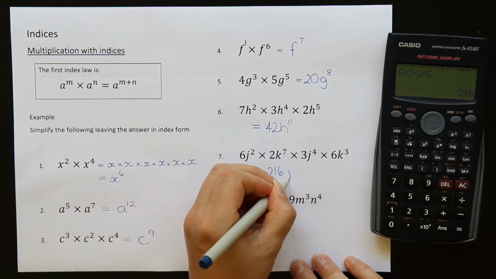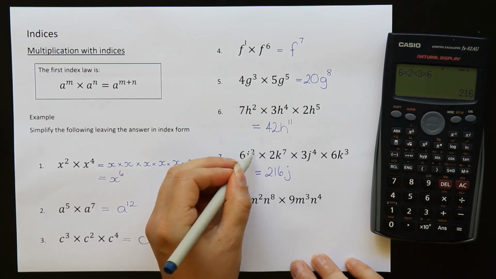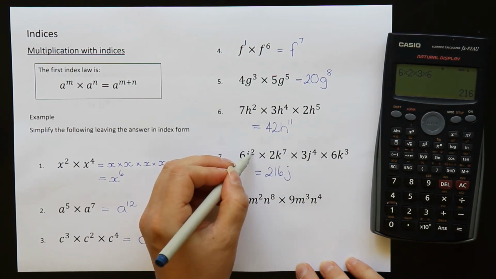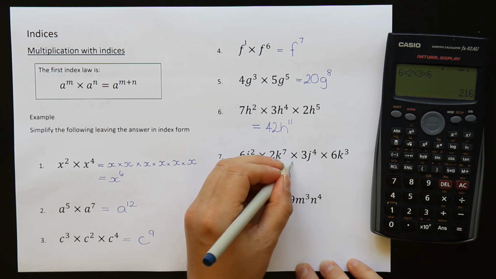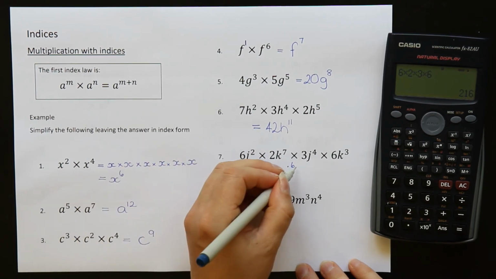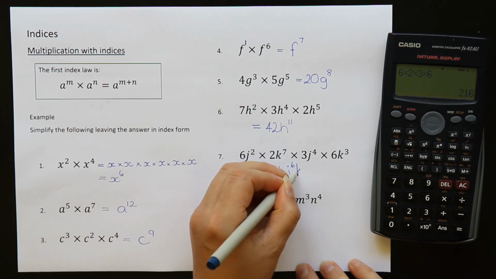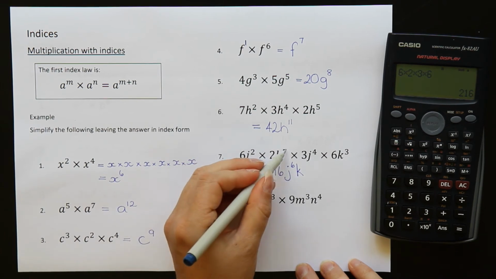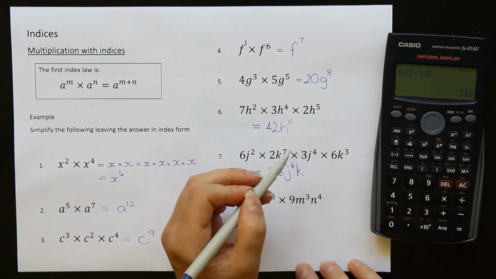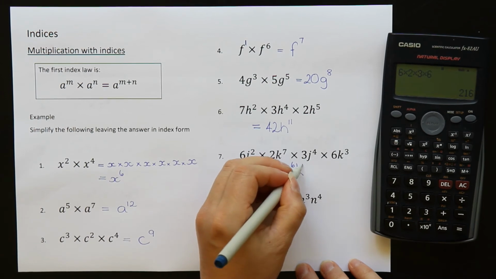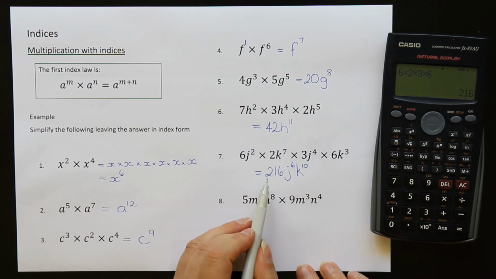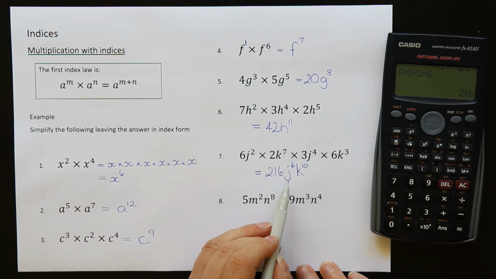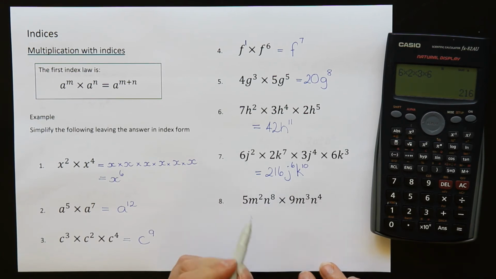So let's do j first. I have j squared and j to the 4. So 2 plus 4 is 6. And then, right next to it, I do the k. So k to the power of 7 and k to the power of 3. 7 plus 3 is 10. So altogether, it's 216 j to the power of 6, k to the power of 10.